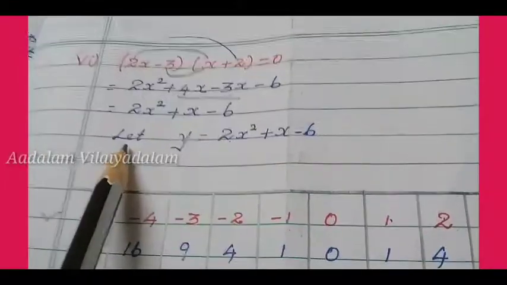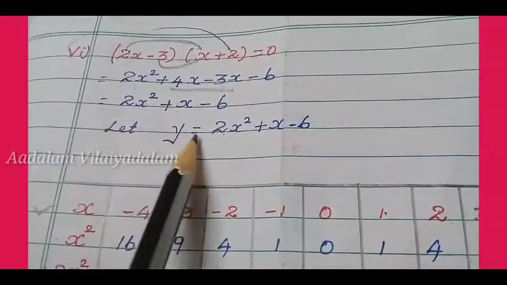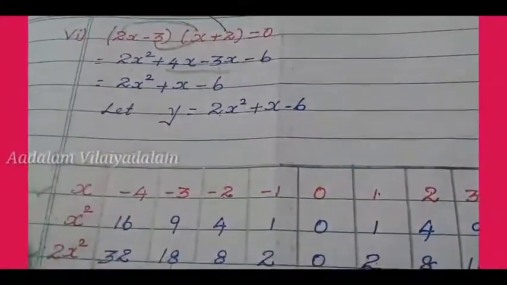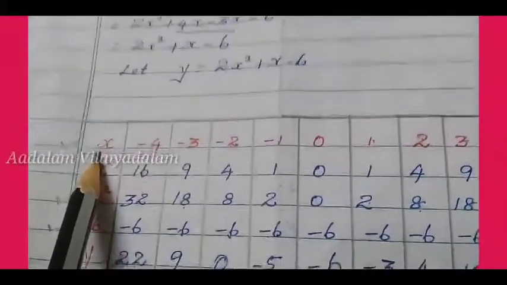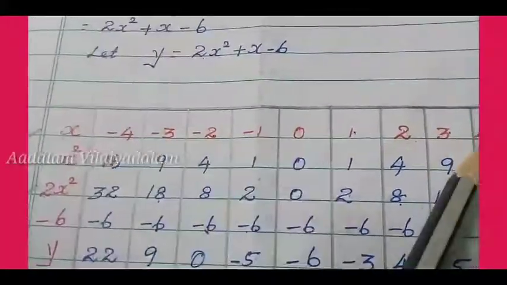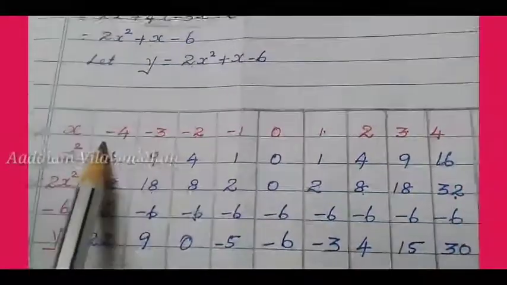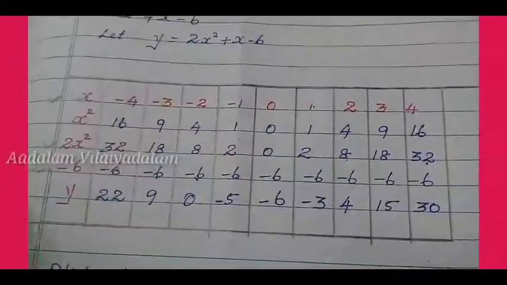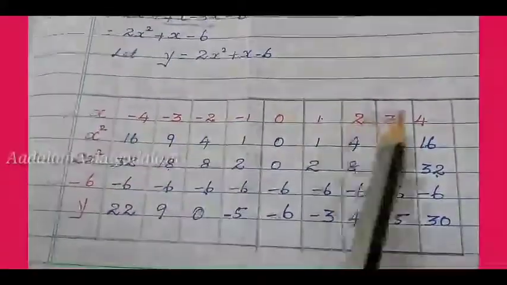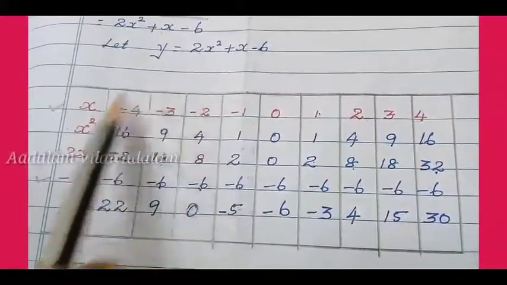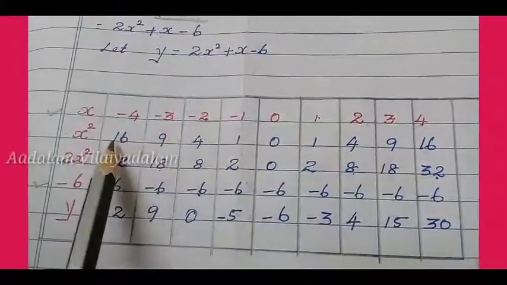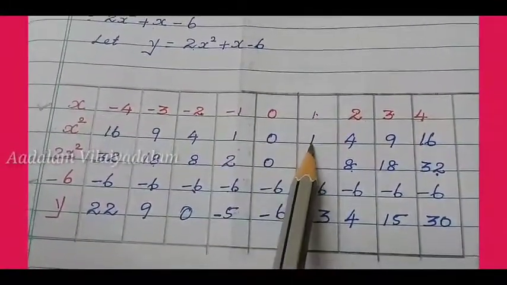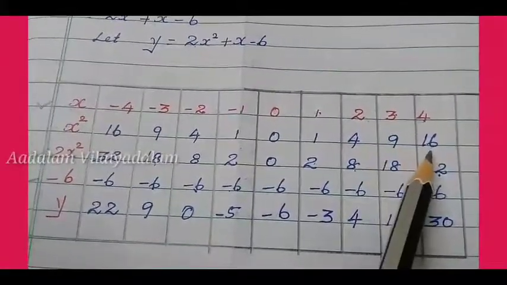The same method only. First we have to take, let y equal to 2x square plus x minus 6. So here the x values we have to take, starting from minus 4 to plus 4. In all the sums we take minus 4 to plus 4. In some sums only we have to change the value. Next we have to find the x square value. This is the x square value, 16, 4 4s are 16, 9, 4, 1, 0, 1, 4, 9, 16.